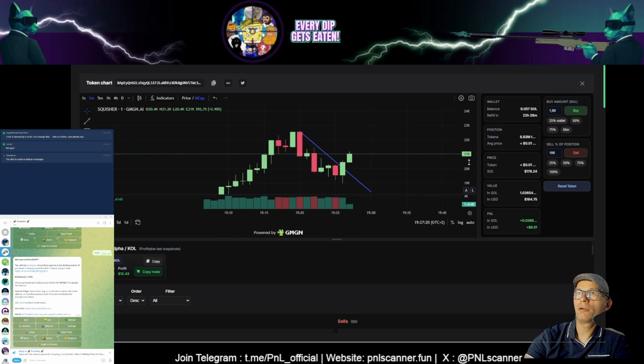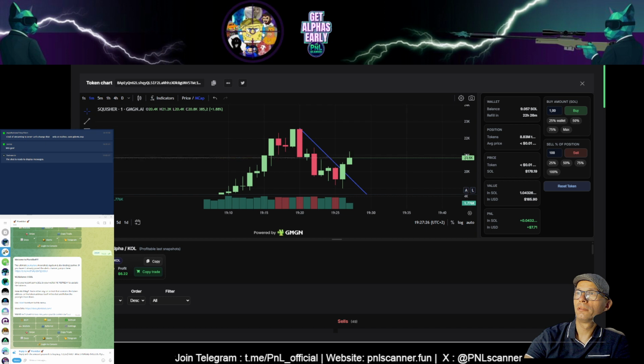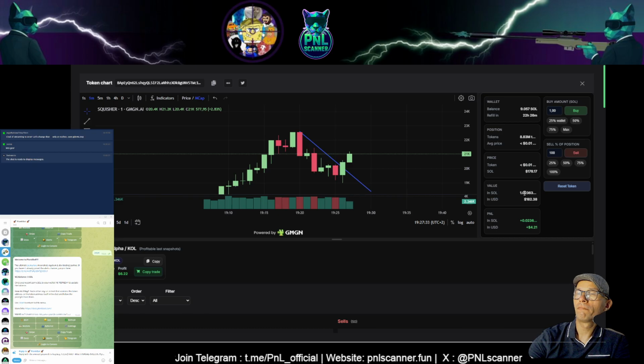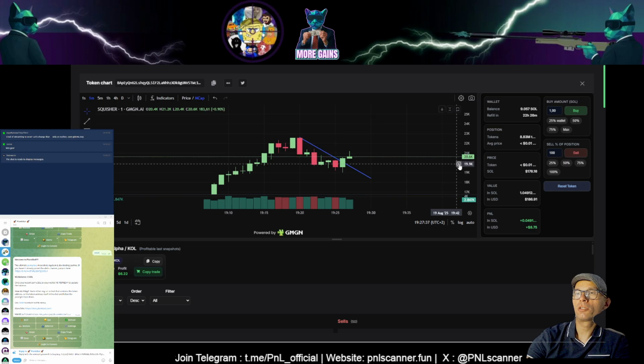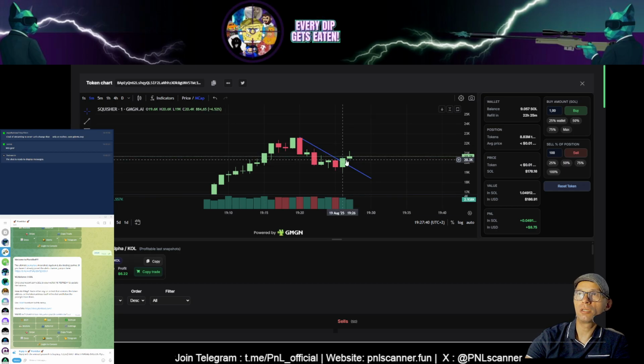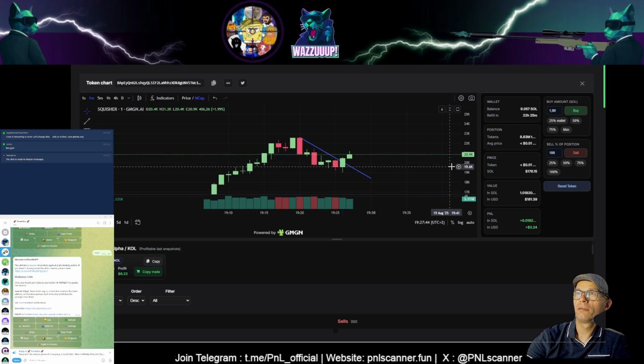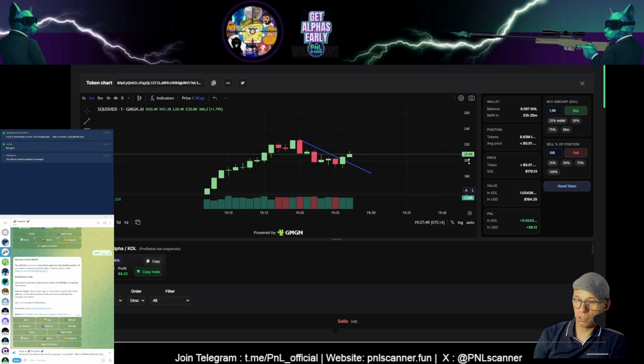And let's see how far he will push it. Zero 3 up in USD. You can see that there's a lot more activity as soon as they break the resistance line here as well. So let's see if this one wants to do a nice one or not.